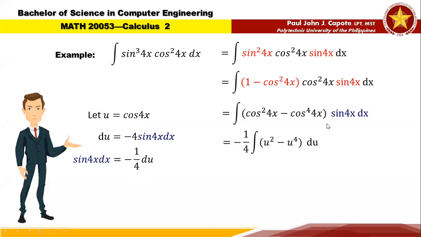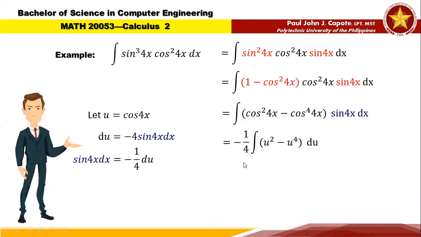Then, substituting u and du, cosine square 4x becomes u square. Negative cosine 4x raised to 4 is negative u raised to the power of 4. And then sine 4x dx is equal to negative 1/4 du. So we have this. Then apply the integral of the product. So you have negative 1/4 times the quantity u square minus u raised to 4 du.